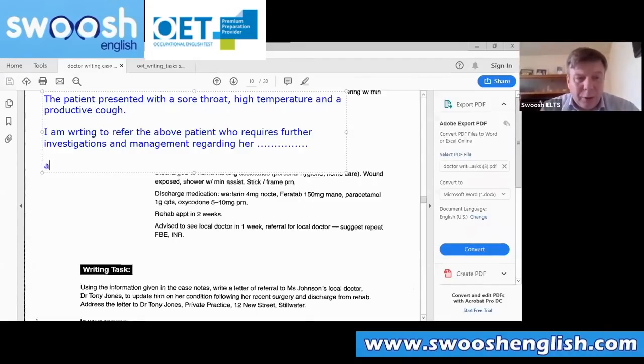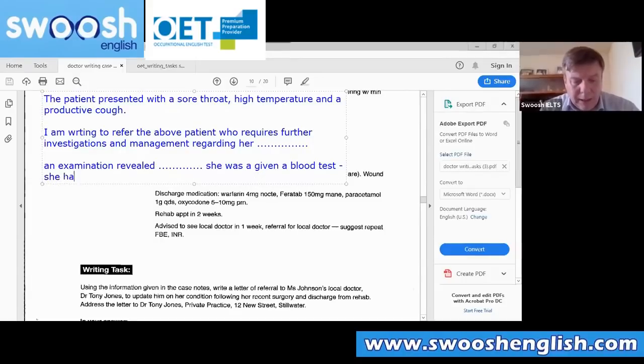Also examination. So an examination revealed whatever it was. Okay. She was given a blood test. Yeah. Or she had a blood test. Yeah. Or a blood test was carried out. Yeah. So that's those.